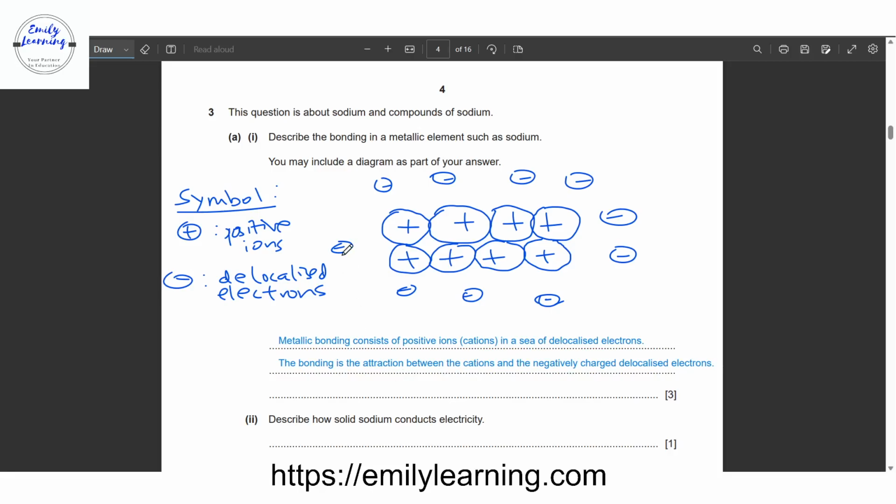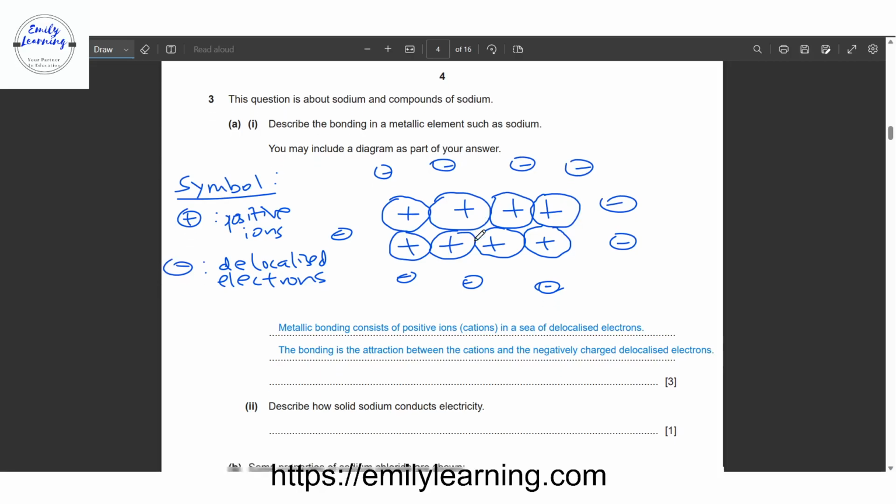Okay, so just note that if they ask you to include, you may include, that means you can include, you can don't include, as long as what you have written is clear enough, you do not need to draw. Okay, but if you want to draw, this is what you need to draw, and you also need to state that the metallic bond is the attraction between the delocalized electrons and the positive cations.